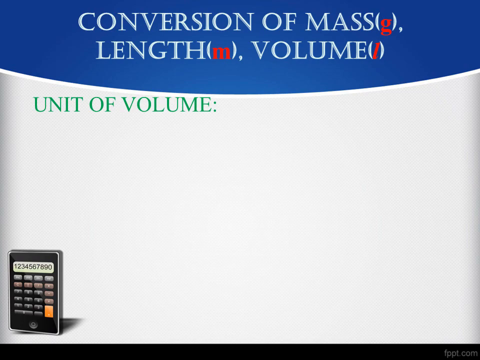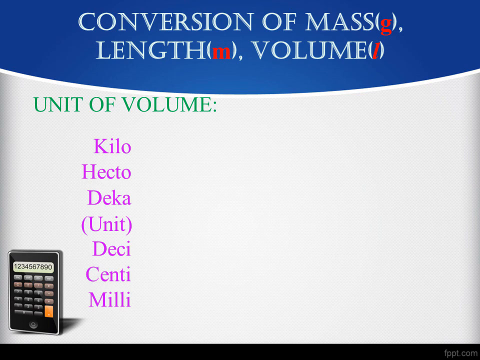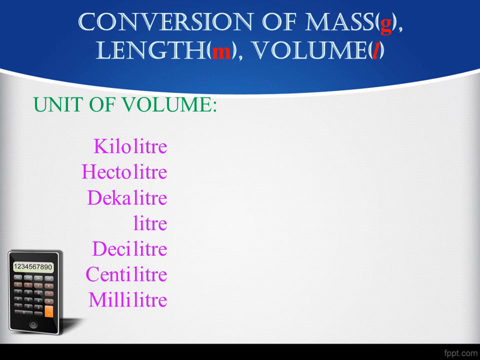As you know very well, the prefixes of basic units are kilo, hecto, deca, unit, deci, centi and milli. Now we are going to add the basic unit of volume, that is liter. That is kiloliter, hectoliter, decaliter, liter, deciliter, centiliter and milliliter. Kiloliter denoted as KL, hectoliter denoted as HL, decaliter denoted as DAL, liter denoted as L, deciliter denoted as DL, centiliter denoted as CL, milliliter denoted as ML.